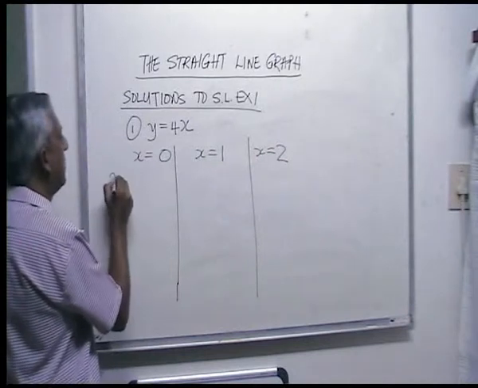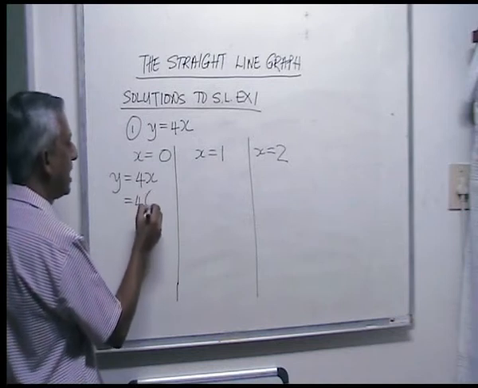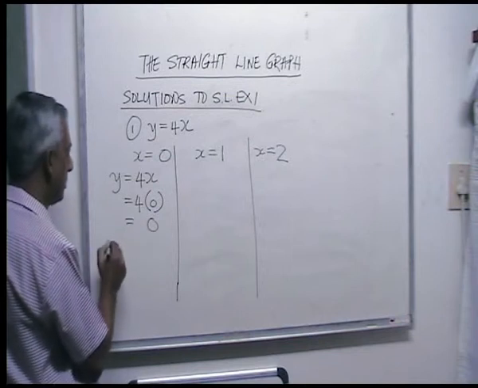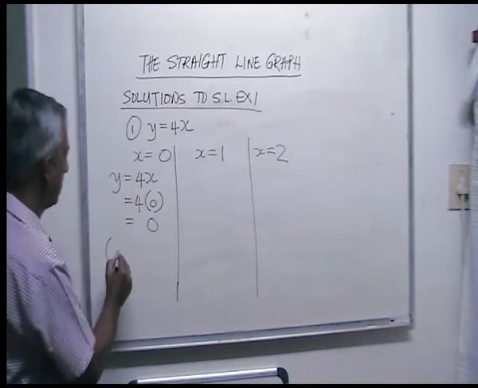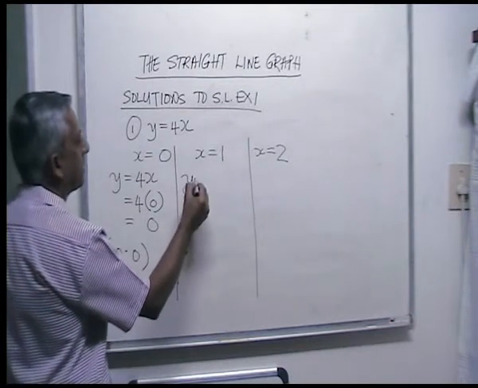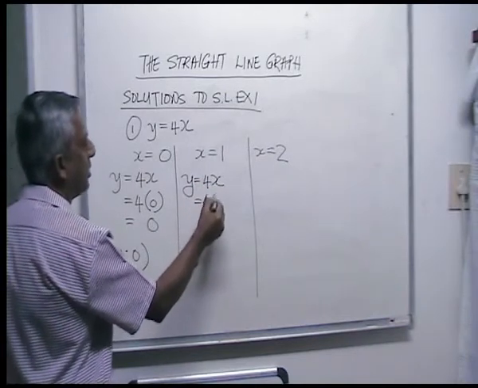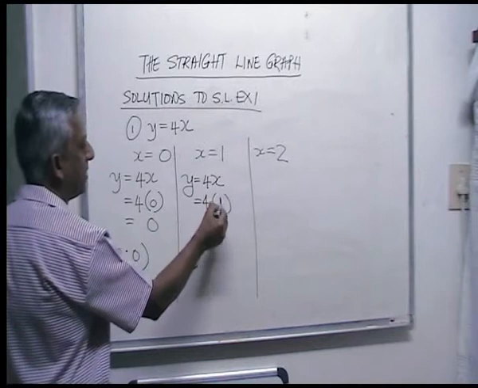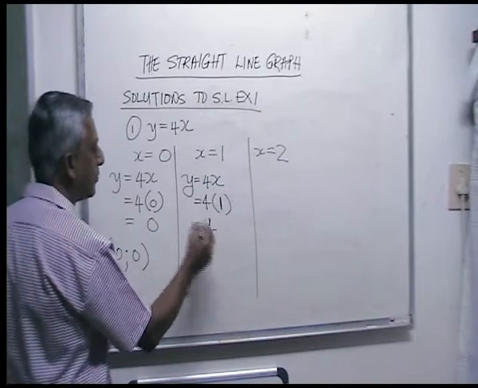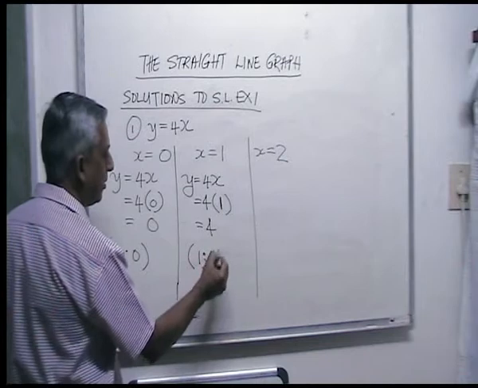Well, if you took this one, then y is equal to 4x, that's your question. That is equal to 4 times 0, which gives you 0. So your first ordered pair is 0, 0. Now, second one, y is equal to 4x. Now you are substituting, you are putting the x, that's 1, in there. Then you have to multiply, 4 times 1 is 4. So your second ordered pair is 1, 4.